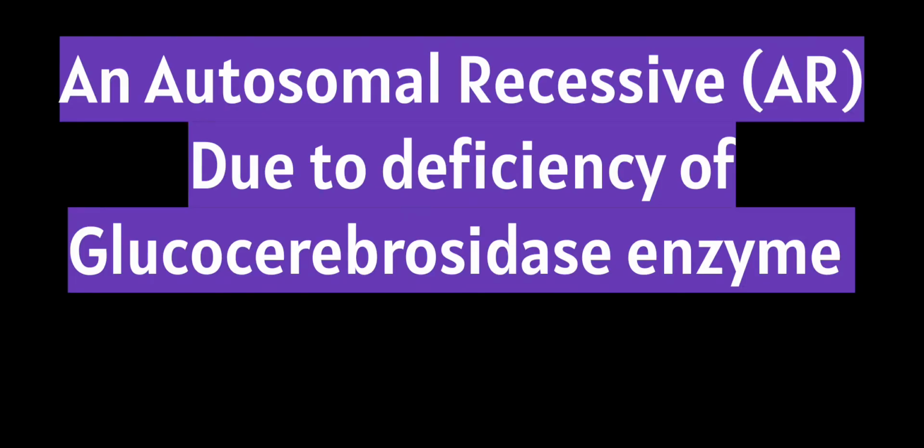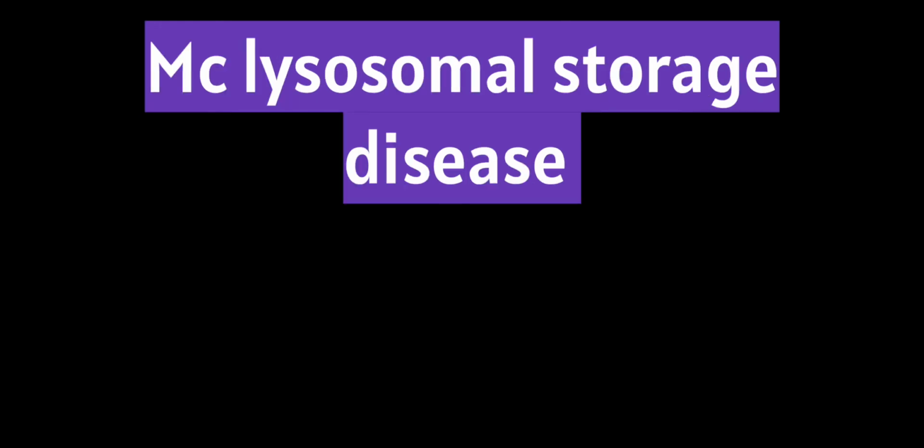First most important point of Gaucher's disease is it is an autosomal recessive disease and due to the deficiency of glucocerebrosidase enzyme. Second most important point, this disease is the most common lysosomal storage disease.